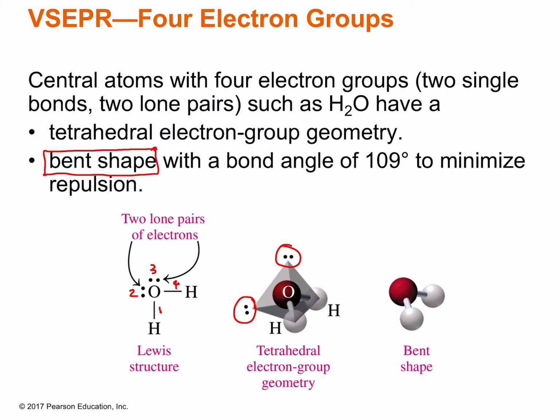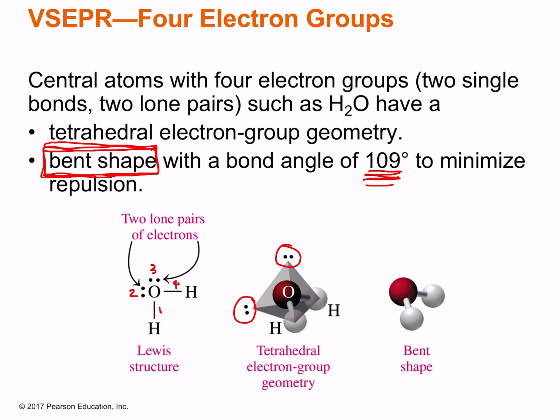We're still going to call this bent, which I know is confusing, but they do have different bond angles, okay? So this will have 109 because there are 4 areas of electron density. Anytime you have 4 areas of electron density, it's always 109. Anytime you have 3 areas of electron density, it's always 120. And then 2 areas of electron density, it's 180. The thing that's changing is the name of the shape.